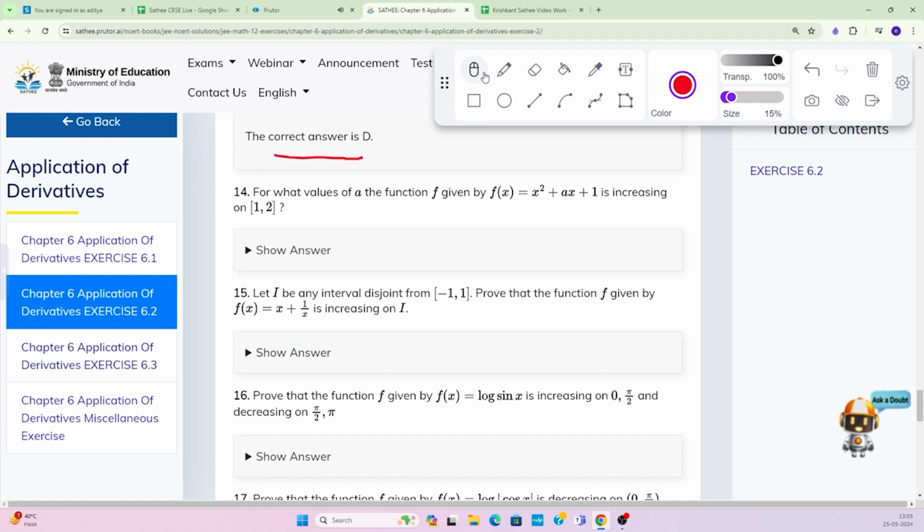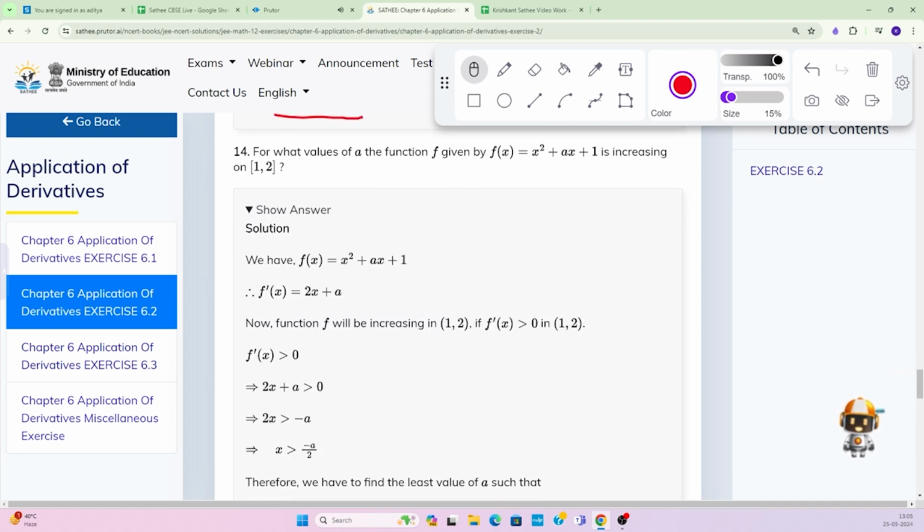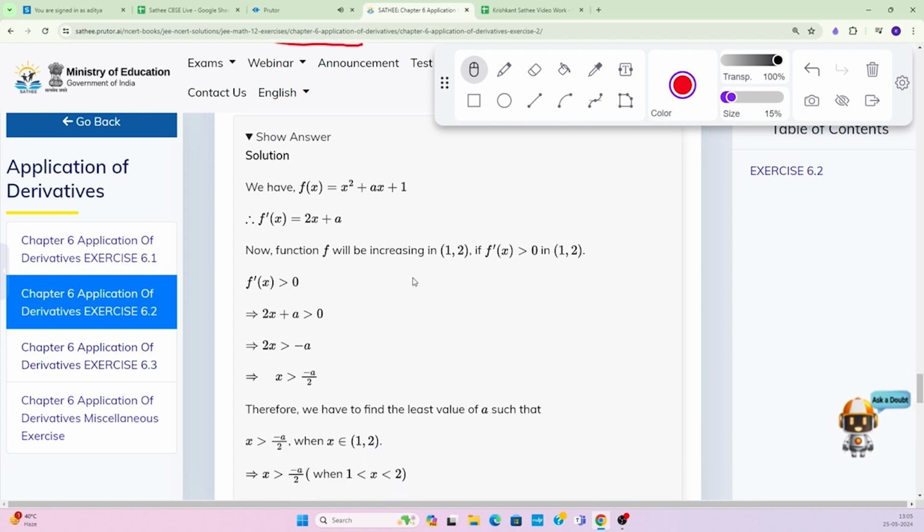So how can you get your a value? Quite simple, use the concept. First of all, f prime will be 2x plus a. You know in this interval it is increasing. This means f prime x is positive in this open interval 1 to 2. This means f prime x is strictly greater than 0. This means 2x plus a is strictly greater than 0.